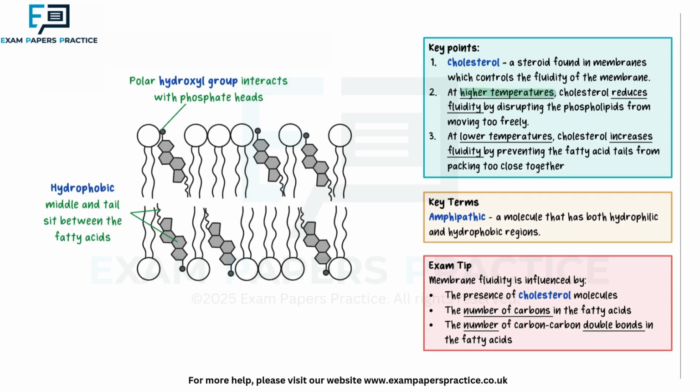At higher temperatures, cholesterol reduces membrane fluidity by preventing the phospholipids from moving too freely. At lower temperatures, cholesterol increases fluidity by preventing the phospholipid tails from packing too closely together. Cholesterol is also used to form the steroid hormones such as all estrogens, including estradiol, and testosterone. Steroid hormones can pass through the cell membrane to reach their target receptor site inside the nucleus.